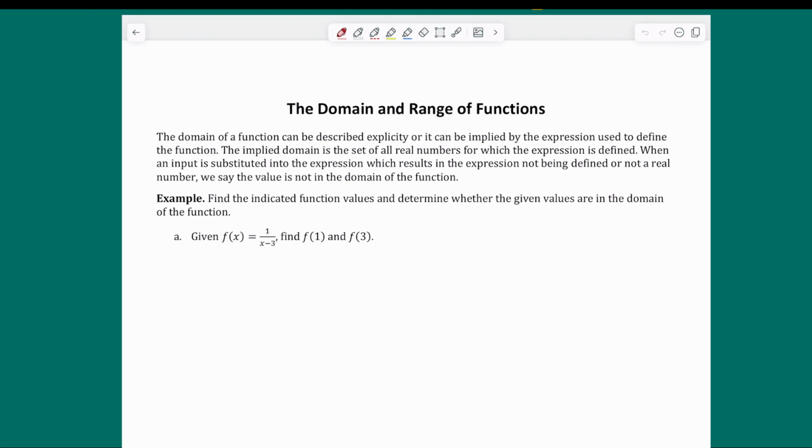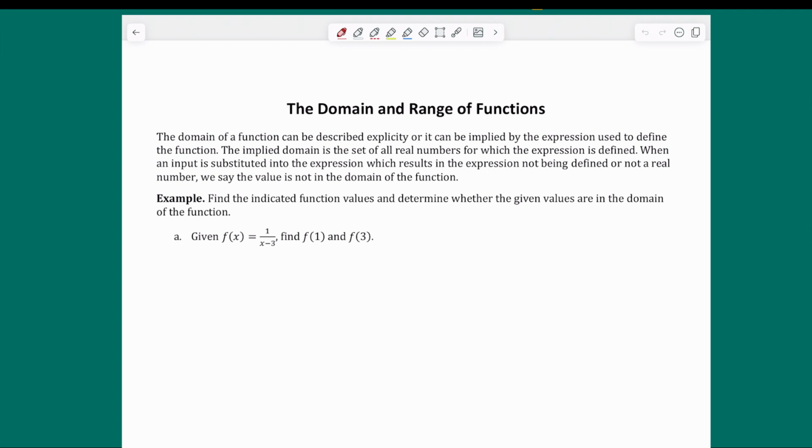Okay, so we're going to talk about the domain and range of functions and also talk about special functions called a piecewise function. The domain of a function can be described explicitly or it can be implied by the expression used to define the function. The implied domain is the set of all real numbers for which the expression is defined. When an input is substituted into the expression, which results in the expression not being defined or not a real number, we say the value is not in the domain of the function.